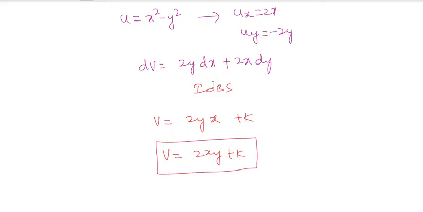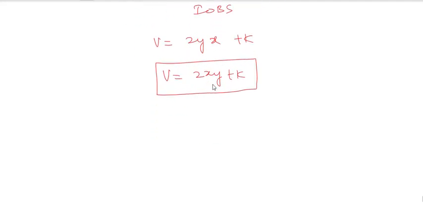This is your V, which is nothing but psi of x comma y. So psi of x comma y is equivalent to 2xy plus a constant k. Am I correct or not? Yes or no? So it is valid for all. Put a k value, you just keep that k value as 0. So now phi of x comma y is equivalent to 2xy. Am I right or not?